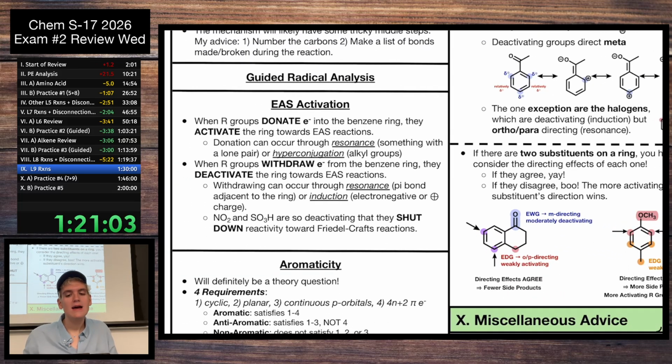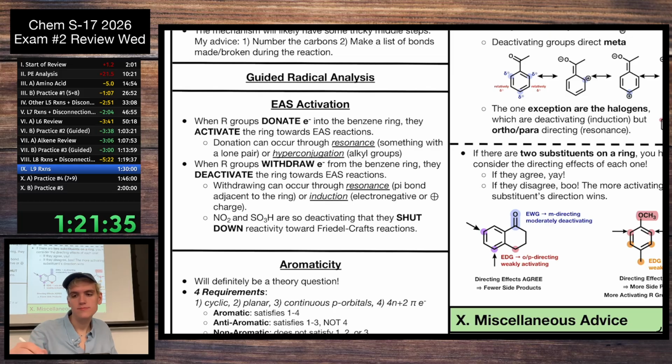Okay, then we have the concept of EAS activation. So anytime we have electron donating groups, we activate the benzene ring, make it more reactive to do EAS reactions. And when we donate, we can donate electrons via either resonance or hyperconjugation. When we withdraw electrons, we deactivate, and we can withdraw via resonance or induction. So with this, you should know what's a strong activator versus moderate activator versus a weak activator, because you probably will have to rank these.